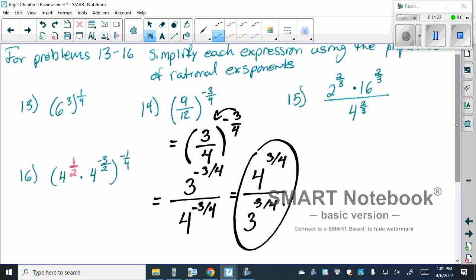Well, the first one, our property of rational exponents, we would multiply. Powers of powers multiply. So we're doing 3 times 1/4, which is 3/4. So that'd be the answer.